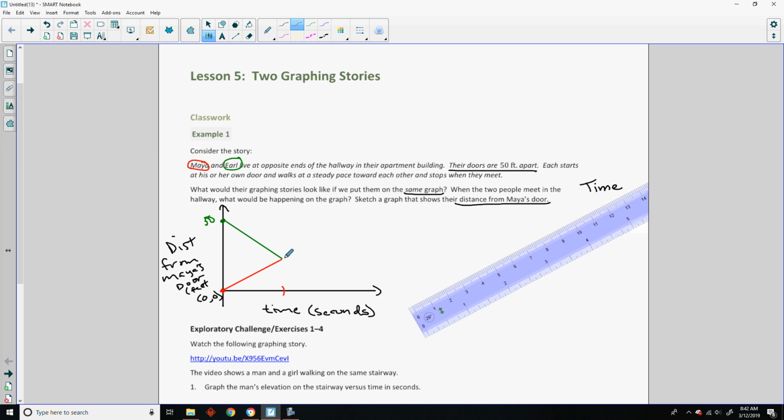He's getting closer to 0 feet from her door. She's getting further than 0 feet from her door. They would meet somewhere between 50 and 0 feet. And actually, it would be at the 25-foot mark because we were told they were traveling at the same speed. So they'd both be 25 feet from her door and his door when they met.